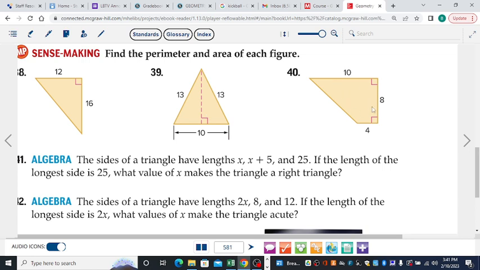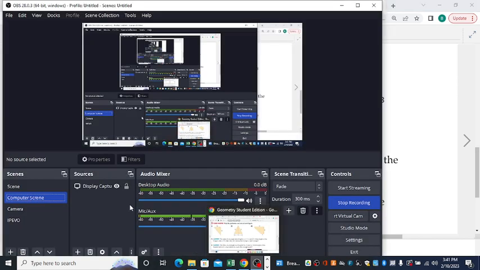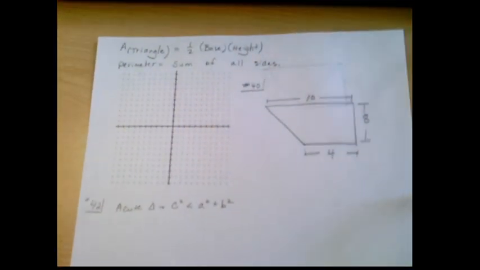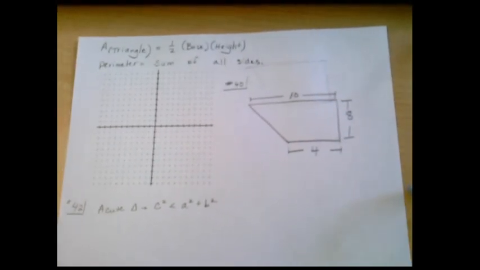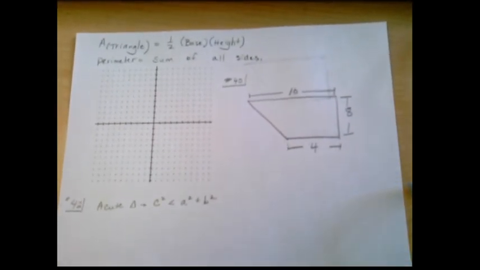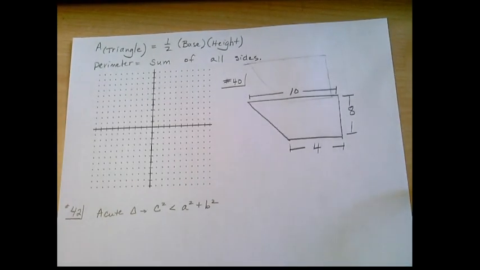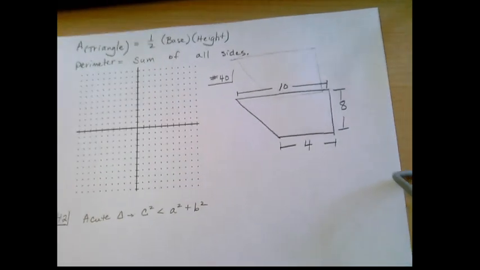Now, I'm actually going to work through number 40 with you, this trapezoid over here, which is a combination of 2 figures that we can figure out how to find the area of. And if I go back here, right there we go, okay. You see the definition of perimeter, the sum of all sides. Hopefully you can see that pretty well. Maybe I can even come down here a little bit.